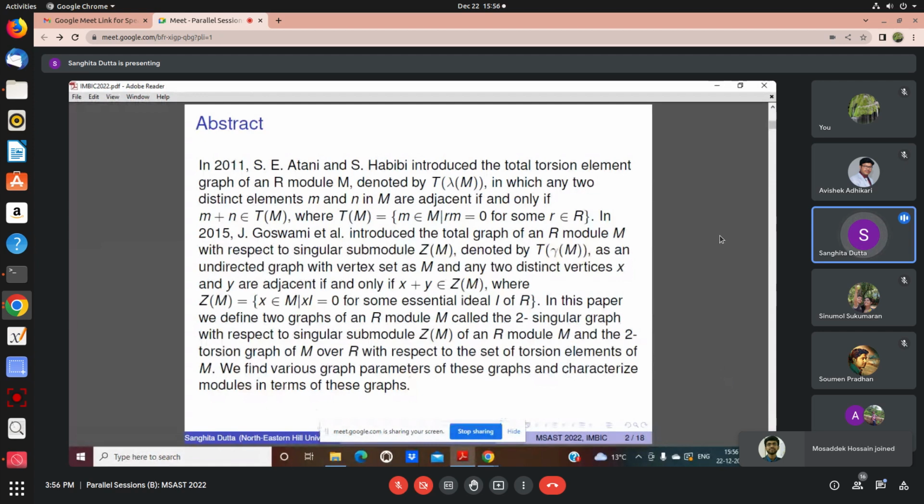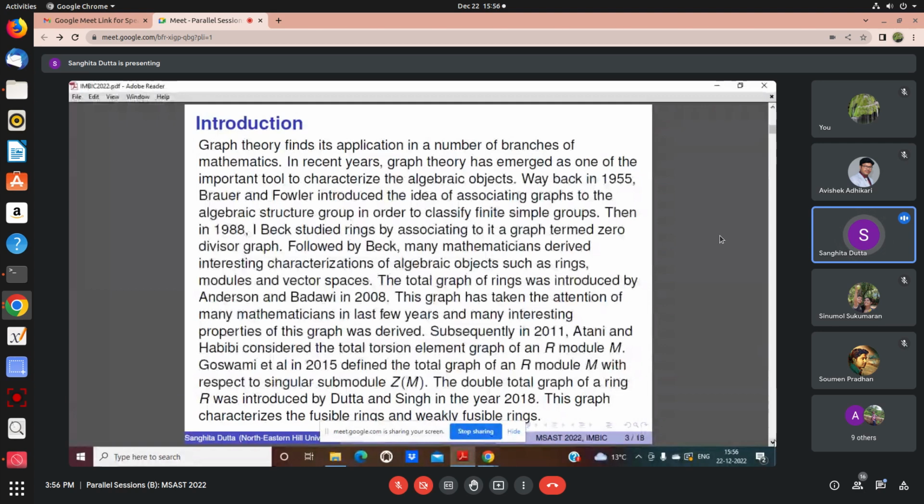So graph theory finds its application in a number of branches of mathematics. In recent years, graph theory has emerged as one of the important tools to characterize algebraic objects. Way back in 1955, Brouwer and Fowler introduced the idea of associating graphs to the algebraic structure group in order to classify finite simple groups.